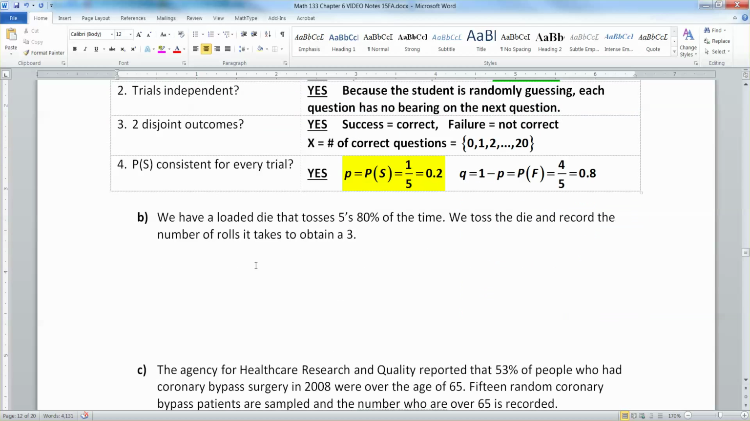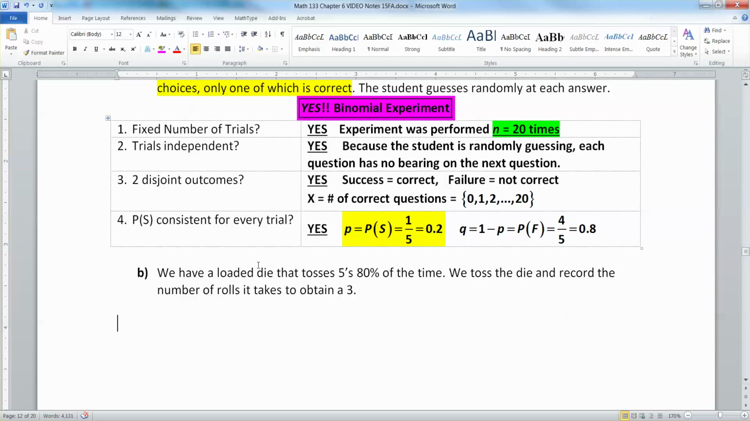All right, now what about letter B? We're going to have a loaded die, and it tosses 5s 80% of the time. Okay, so that's no problem. Probability of success is 80%. 5s are going to be a success, so far we're doing good. We toss the die and record the number of rolls it takes to obtain a 3.